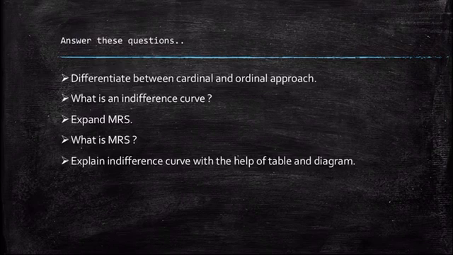And next question, what is an indifference curve? You know that indifference curve is a combination of two goods in which the consumer gets equal level of satisfaction. Then expand MRS, marginal rate of substitution. What is MRS? Here we are asking the meaning. It refers to how many units of mangoes he is ready to sacrifice in order to get one extra unit of banana.